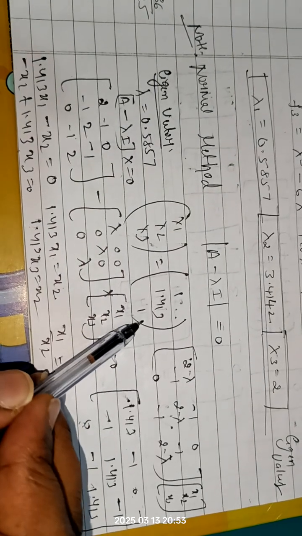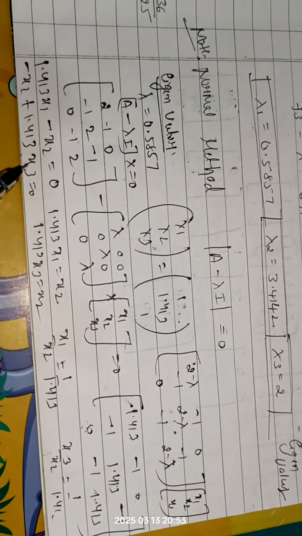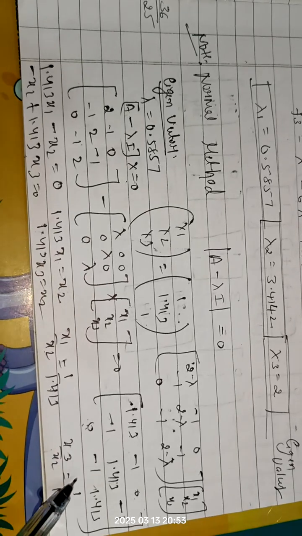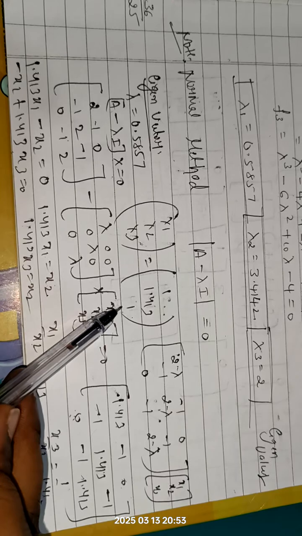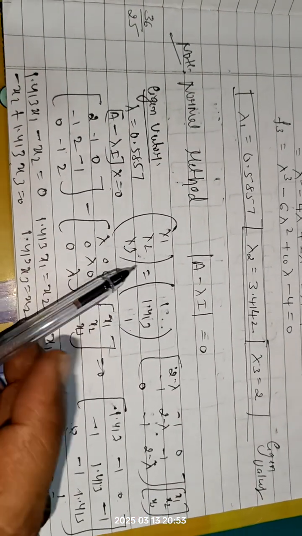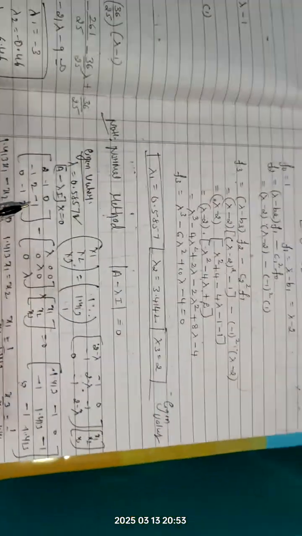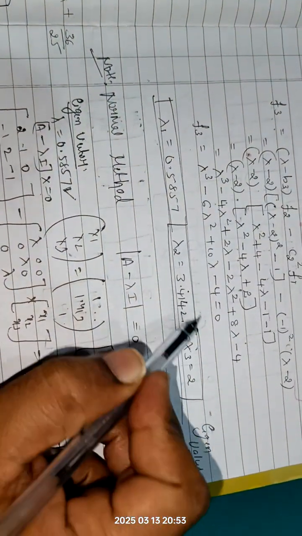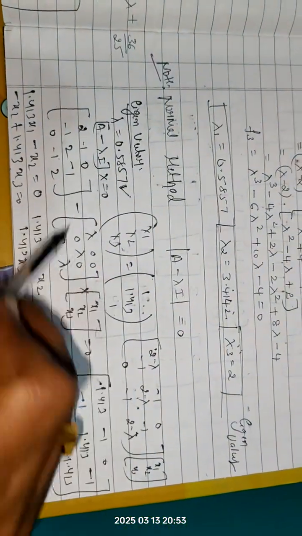What is x3? How will I get x3? If I go for this equation, minus x2 equal to this much. So x3 is equal to x2. If you do this, x3 by x2 equals 1 divided by 1.41, so 1 is the x3 value. So this is the eigenvector corresponding to this eigenvalue. Similarly we can find the eigenvectors corresponding to these two values. You can find that based on these guidelines.